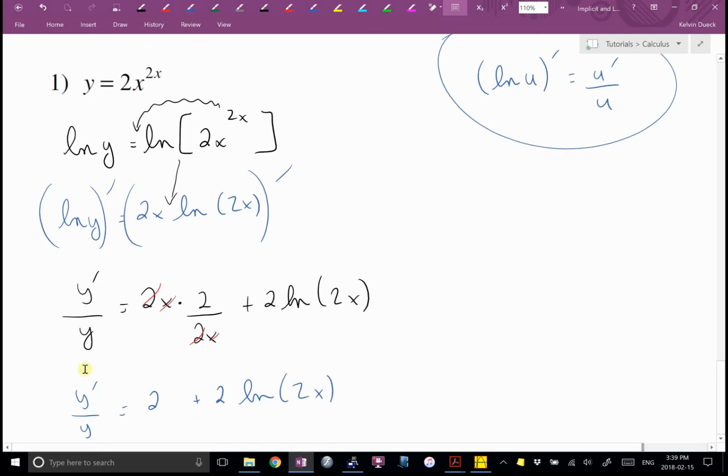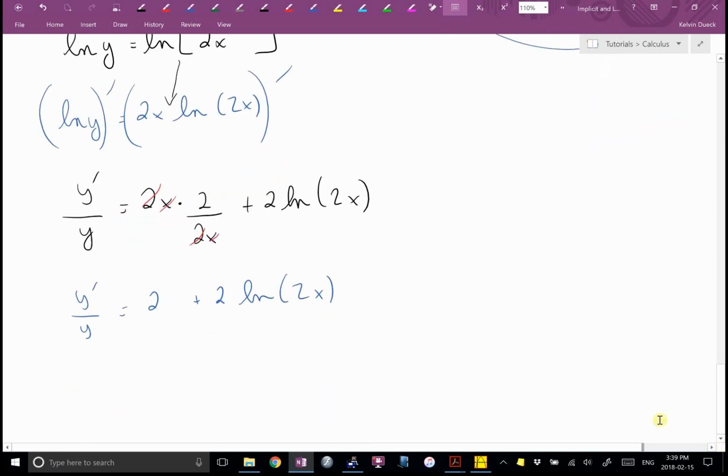So I get that. What are you trying to get by itself? The derivative. How? Multiply the y over. Put your pencil down, look up. Don't write yet. I'll let you write all this down in a second. How will I get the y prime by itself? Times the y over. Okay? Put your pencil down.